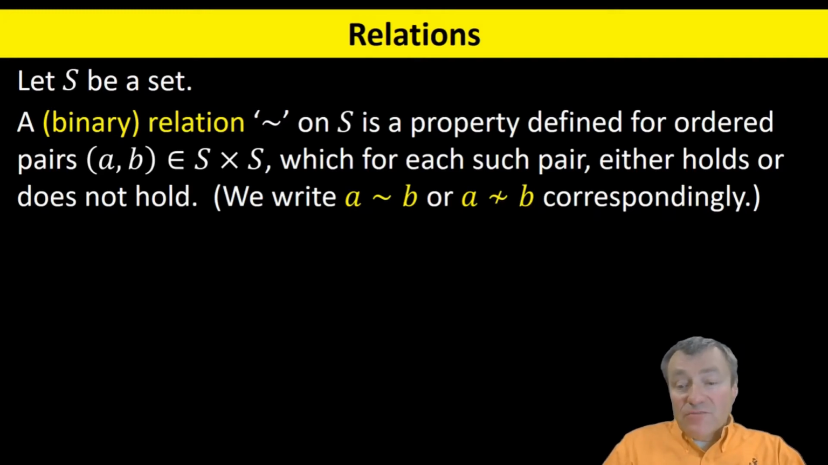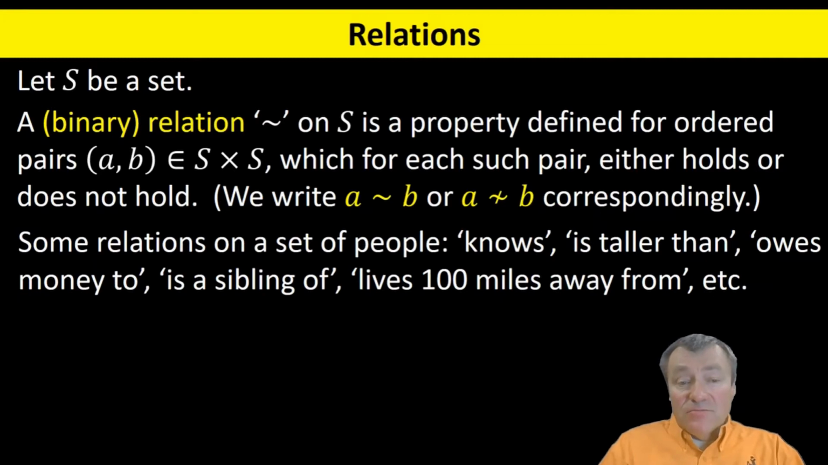Notice this is quite different from a binary operation. Applying a binary operation to A and B would give you an answer which is an element of the original set. But when you're talking about a relation, you don't get an element of S. You'd get just a yes-no answer. Yes, they're related, or no, they're not related.